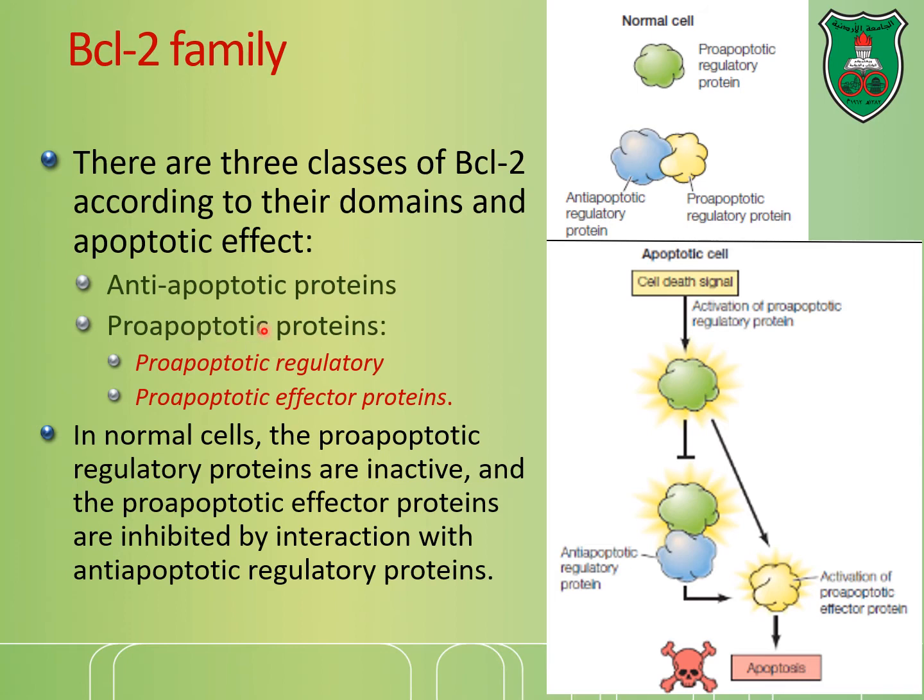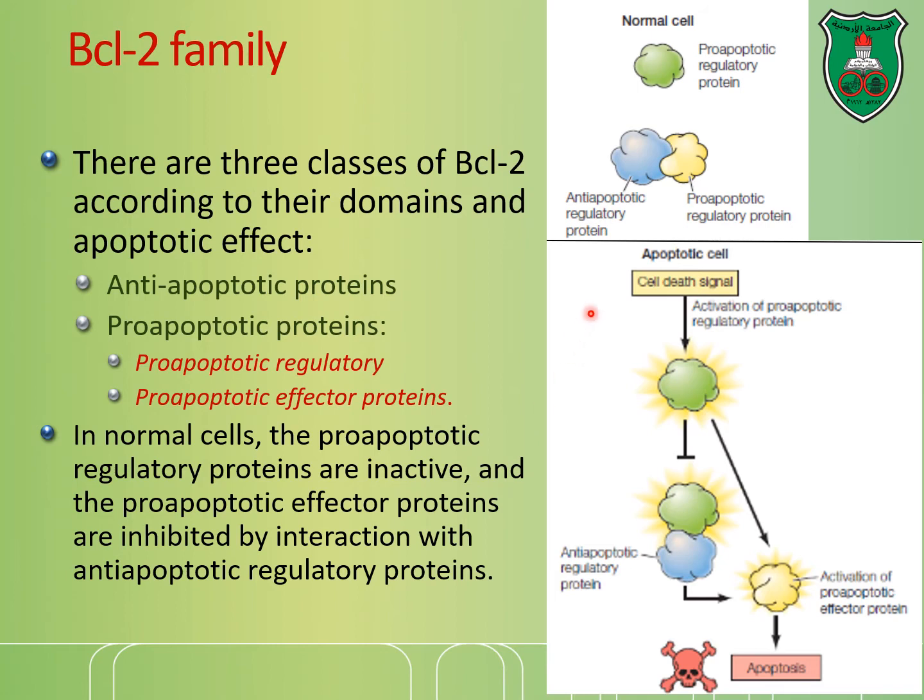Now these pro-apoptotic proteins can either be regulatory proteins or effector proteins. Effector proteins are those that do a certain action. On the other hand, regulatory proteins regulate the activity of effector proteins. Now, pro-apoptotic proteins in normal cells are inactive, okay? And they are inhibited by interacting with anti-apoptotic regulatory proteins.